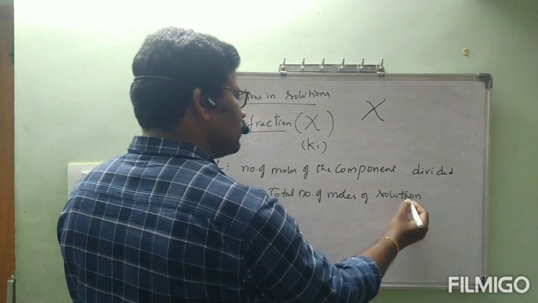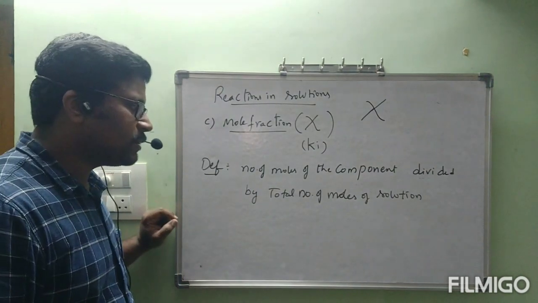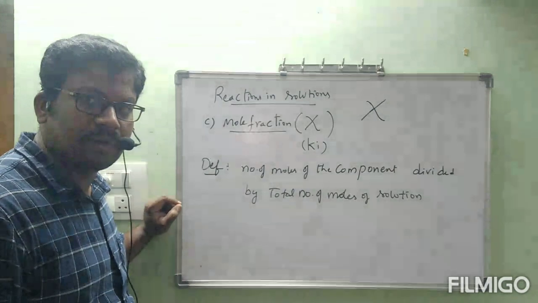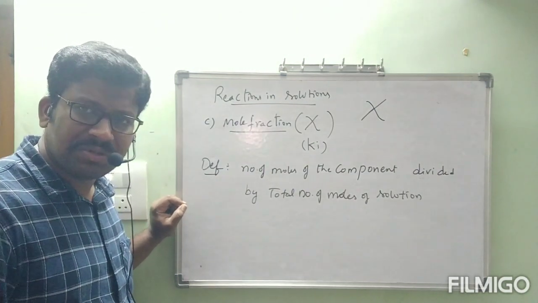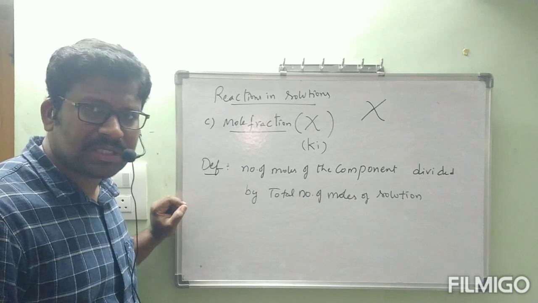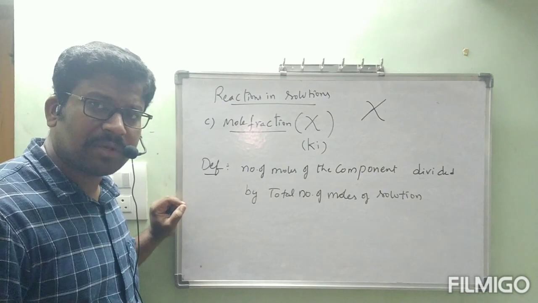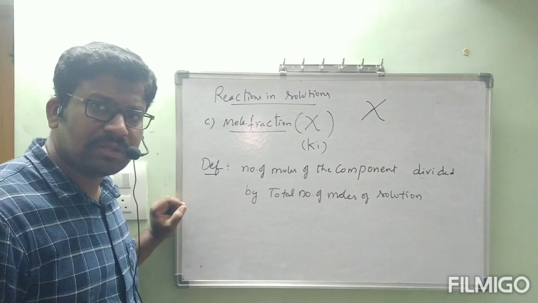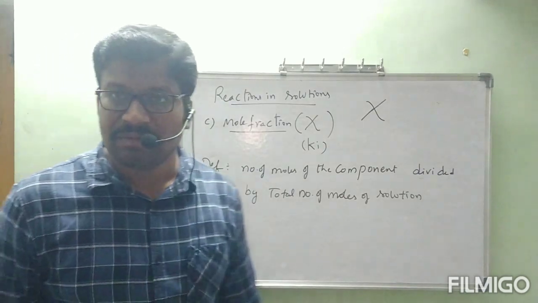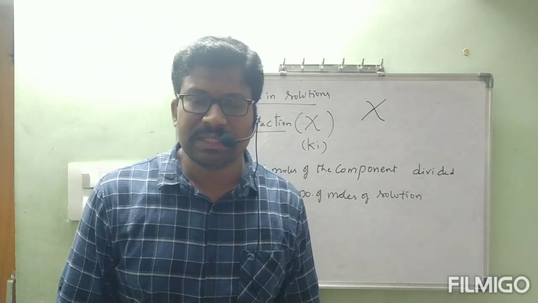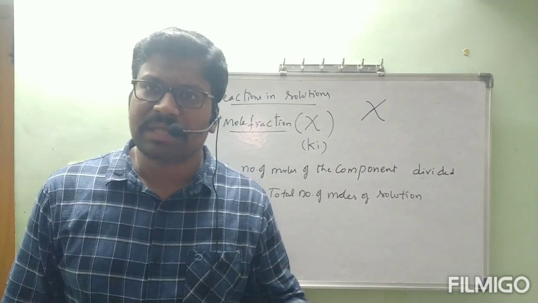Write the definition, all of you. Definition is number of moles of the component divided by total number of moles of solution. Total number of moles of solution means the solution contains two components, solute and solvent. Solute number of moles Na, solvent number of moles Nb, then solution number of moles Na plus Nb. Total number of moles of solution is nothing but number of moles of solute plus number of moles of solvent.